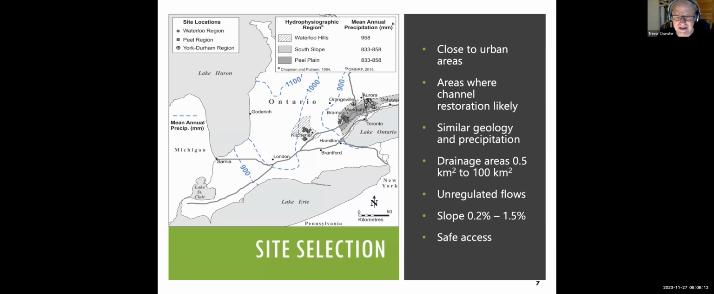We wanted areas that had similar geology and similar precipitation amounts, and that's what those blue lines are on the map. That is the precipitation isopleths in millimeters. So 900 is about 35 inches a year, and 1,000 millimeters is about 40 inches a year. That gives you an idea of the rainfall that falls in this part of Southern Ontario.